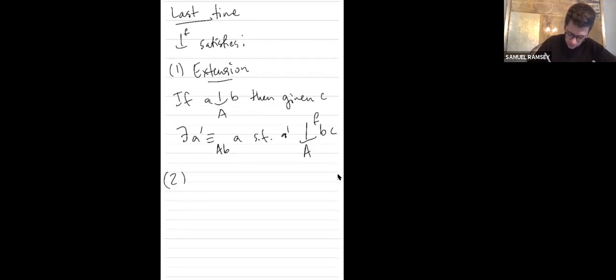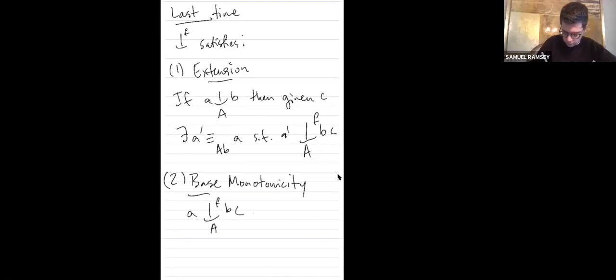2 is base monotonicity. Which says that if A is independent over A with BC, then A is independent over AB with C. So I can move things from the right-hand side to the base.